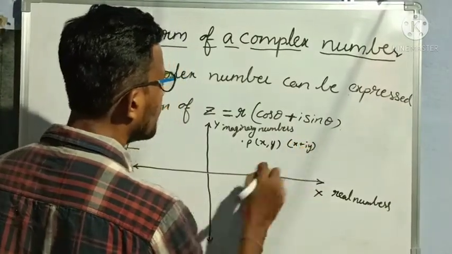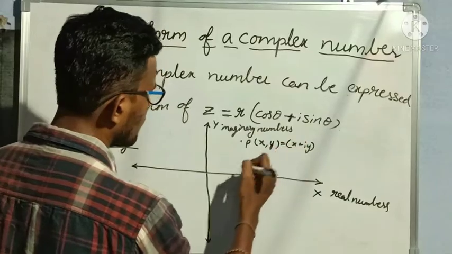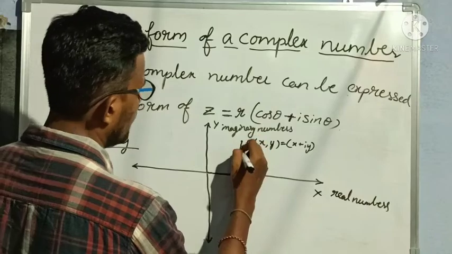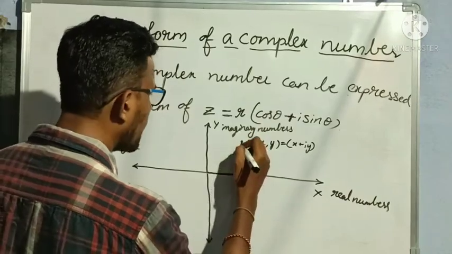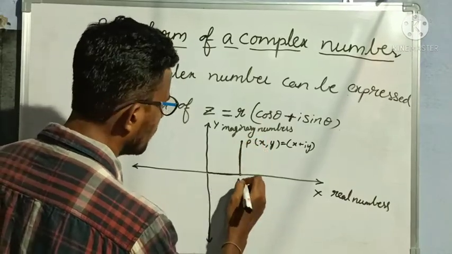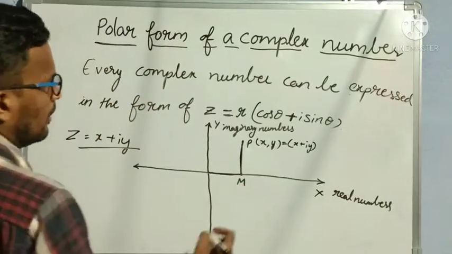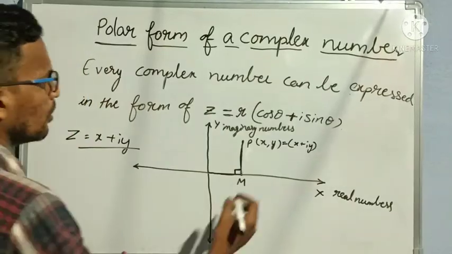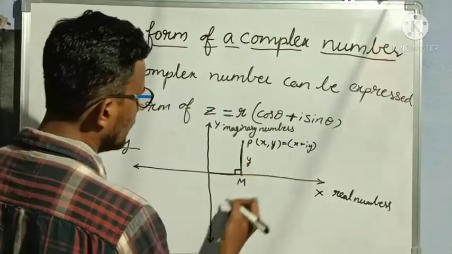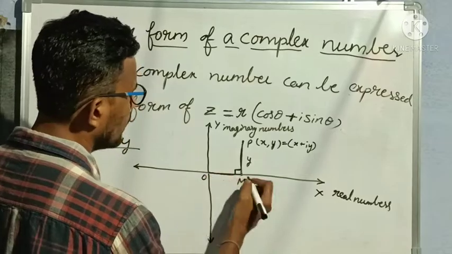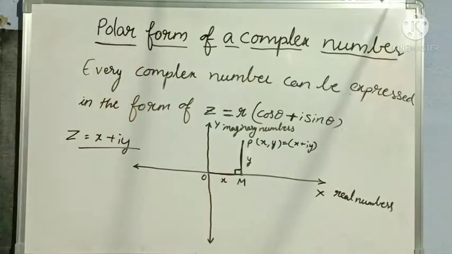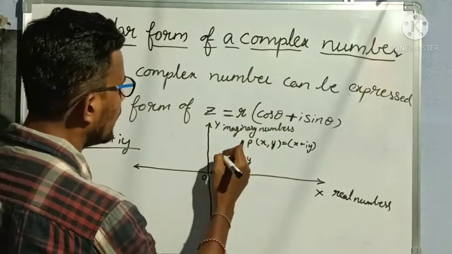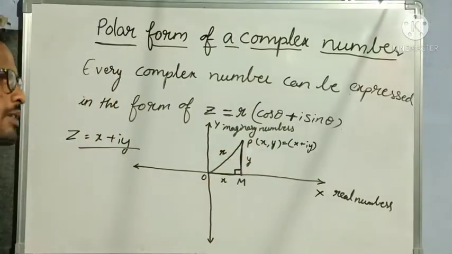If this is my complex number x plus iy, that is x comma y, then I draw a perpendicular from P, and this is M, forming 90 degrees here, right? So the distance PM is y, and if O is the origin, the distance OM is x. And the distance OP, we take as the modulus R, the modulus of the complex number.